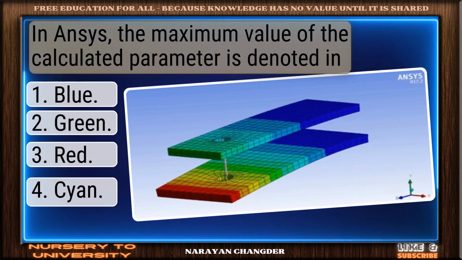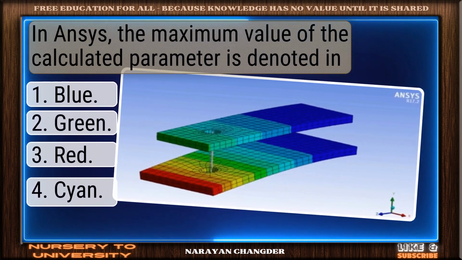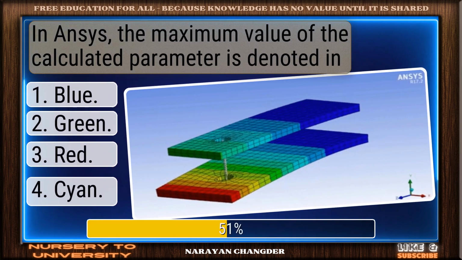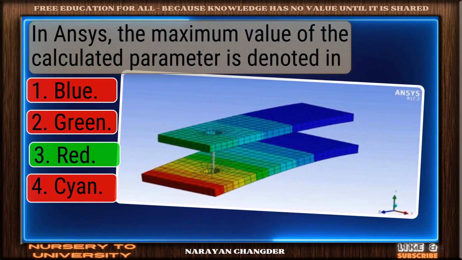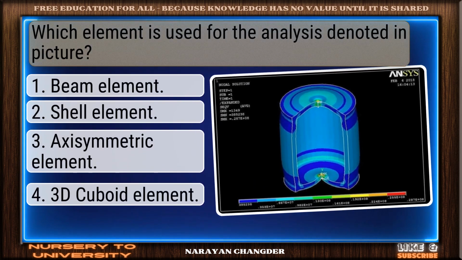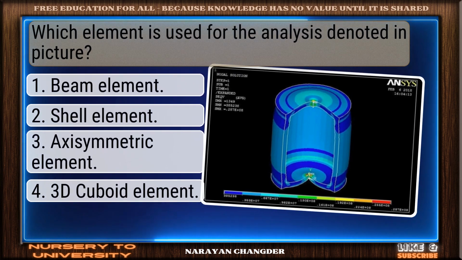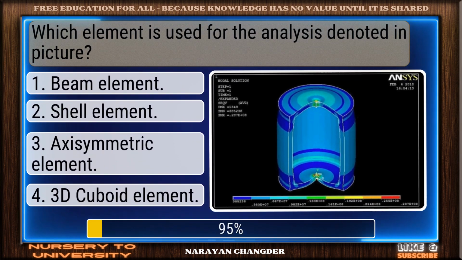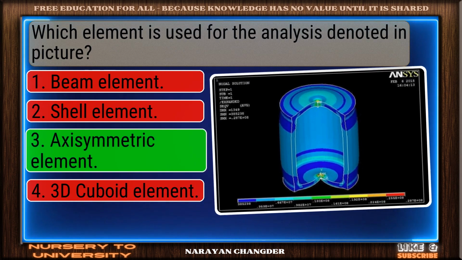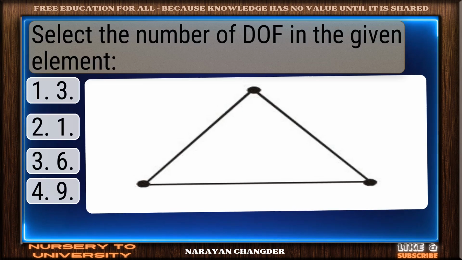In ANSYS, the maximum value of the calculated parameter is denoted in. Nicely done. Red is a solid answer. Which element is used for the analysis denoted in the picture? Correct. Axisymmetric element is the right answer.